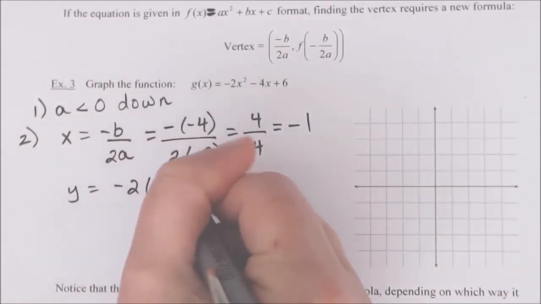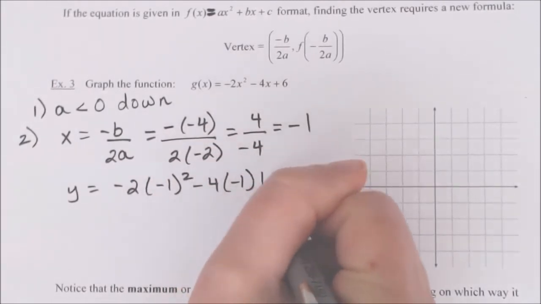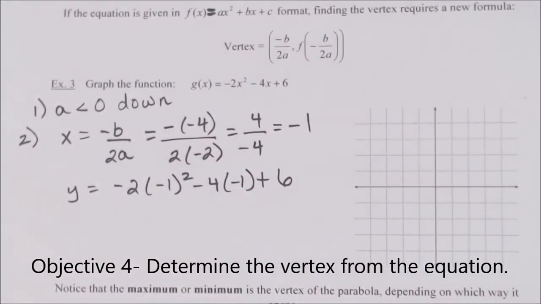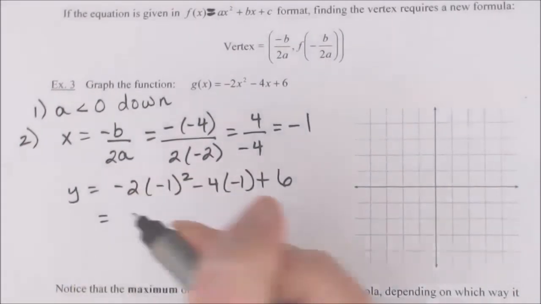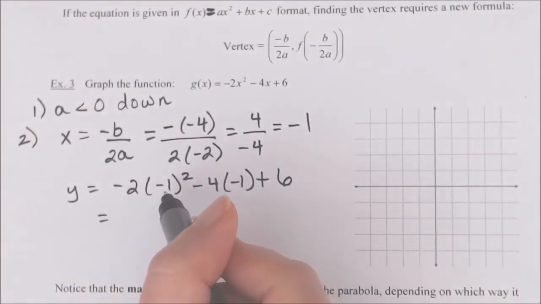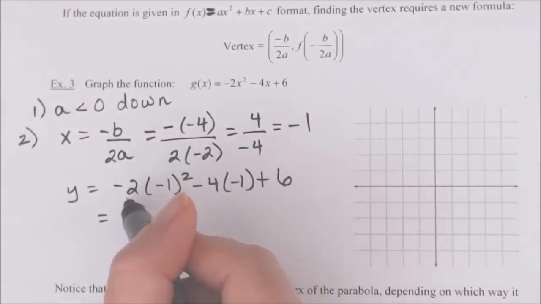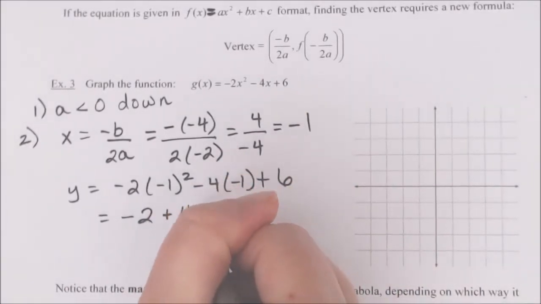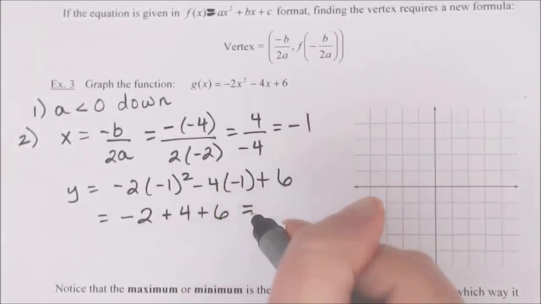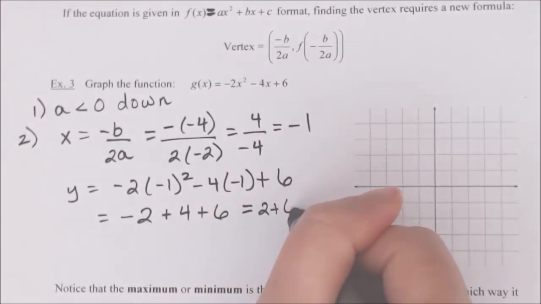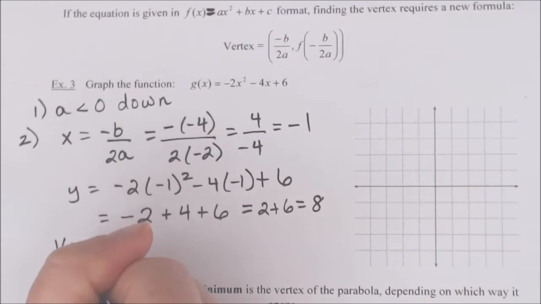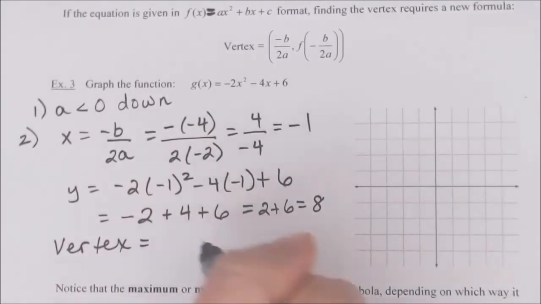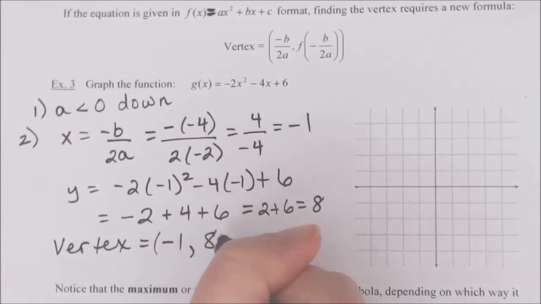So we've got -2 times -1 squared minus 4 times -1 plus 6. Make sure you see what I'm doing. I'm trying to get the coordinates for the vertex. So I'm going to take the x value of -1 and substitute it back into the original function to get the corresponding y value. So that gives me -2 times -1 squared, of course, is 1. So -2 times 1 is just -2. -4 times -1 is +4, plus 6. So that gives me 2 plus 6, which gives me a y value of 8. So my vertex here is going to be equal to -1, 8.